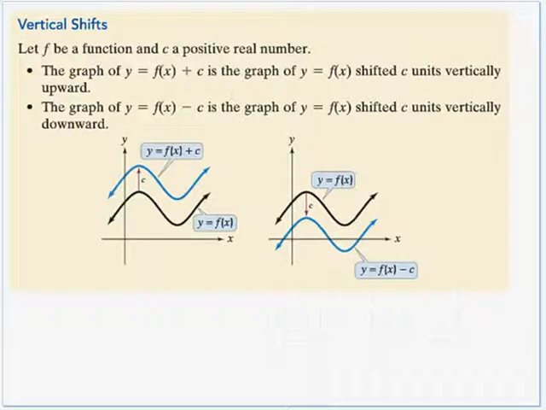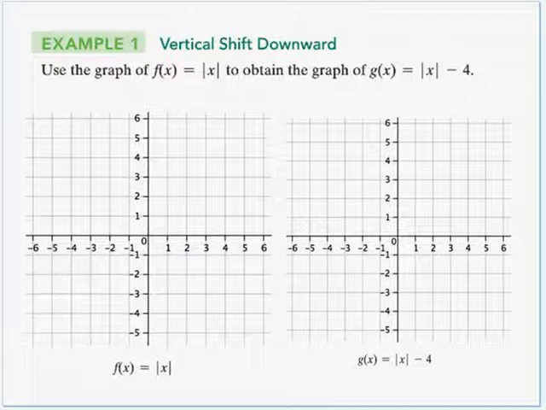So the official book definition here: let f be a function and c be some positive real number. The graph of y equals f of x plus c is the original graph, f of x, shifted c units vertically upward. And on the other hand, if c is negative, then it would be a shift vertically down, whatever units c represents. All right, let's try it out.